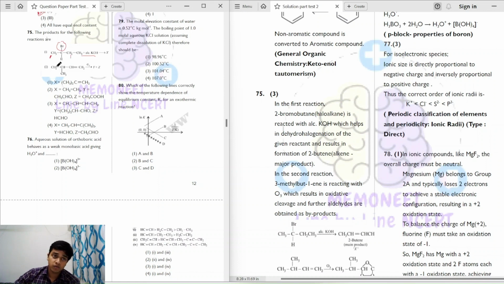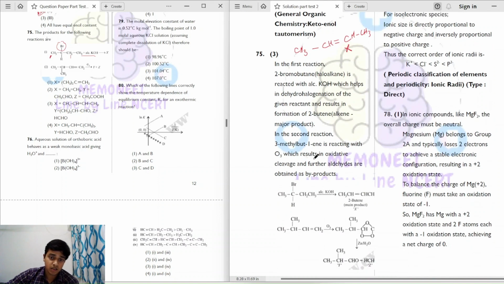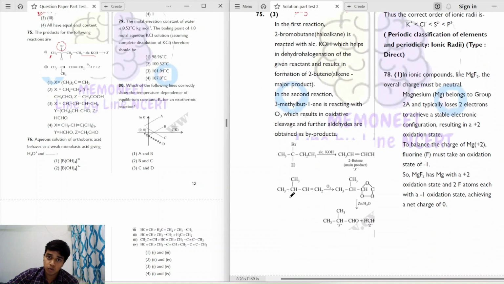So instead of 1-butene, 2-butene will be formed, and we'll get the structure something like this for the compound as CH3CH=CHCH3. So this will be our compound X. Okay. If we take a look at the second reaction, in the second reaction we have an alkene and its ozonolysis is being done. So what happens in ozonolysis? Let us see a short trick for what we should do from the exam point of view for ozonolysis.